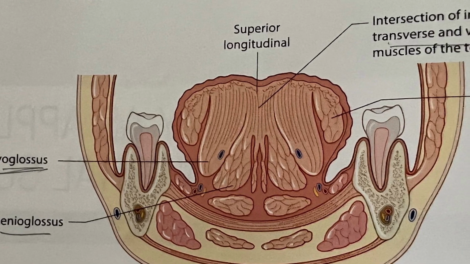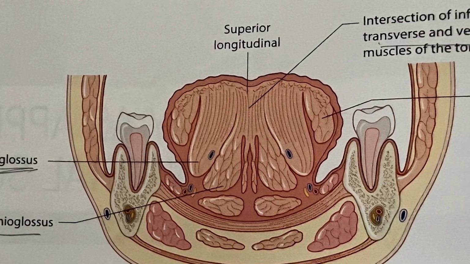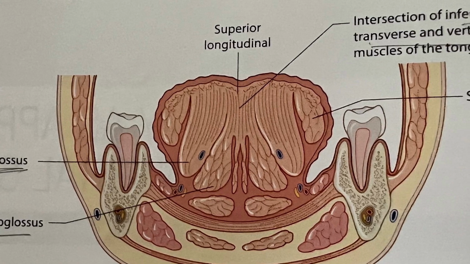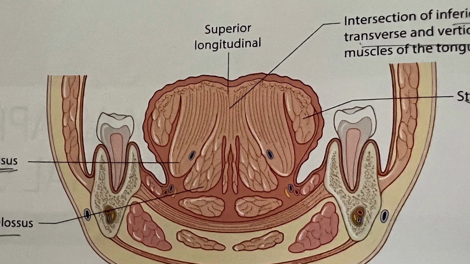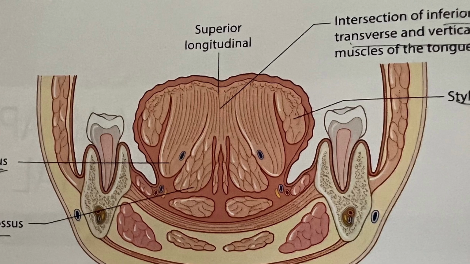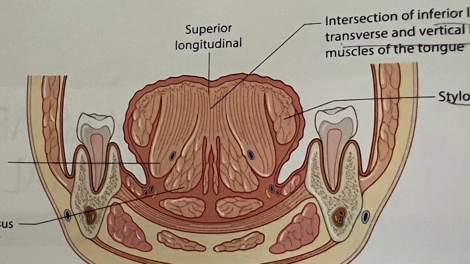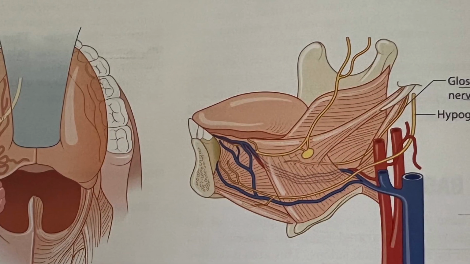They are styloglossus, hyoglossus, genioglossus, and palatoglossus. These are paired muscles, and they form the main body of the tongue. All tongue muscles are innervated by the hypoglossal nerve, apart from the palatoglossus, which is supplied by the pharyngeal plexus.